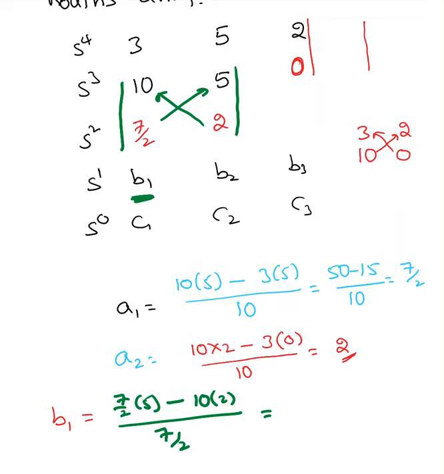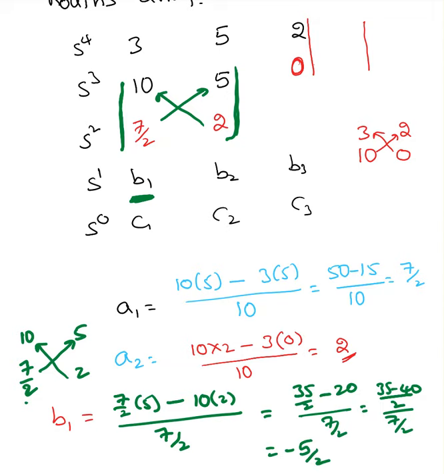Next part is I'm trying to find B1. To find B1, take the above two rows and make that a matrix. So I have 10, 7 by 2, 5 and 2. Multiply these two, 7 by 2 times 5, minus multiply these two elements, 10 times 2, divided by 7 by 2. After simplifying this, I end up with B1 equal to minus 5 by 7, not 5 by 2, it is 5 by 7.